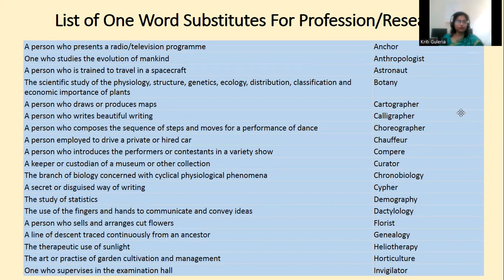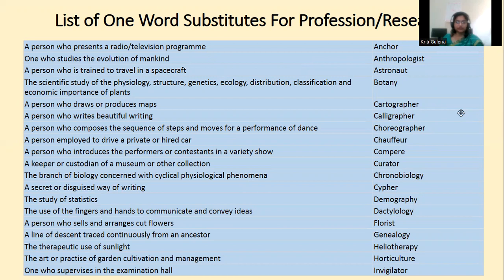A person employed to drive a private or hired car, chauffeur. A person who introduces the performance or contestants in a variety show, compare. A keeper or custodian of a museum or other collection, curator. The branch of biology concerned with cyclical physiological phenomena is chronobiology. A secret way of writing is cipher.